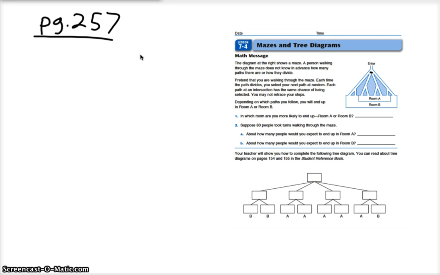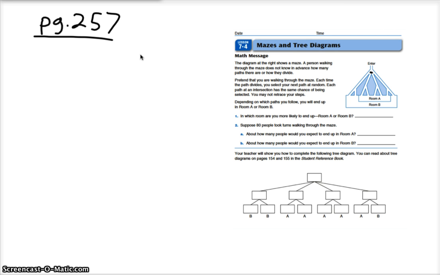So what it says here, the diagram at the right shows a maze. A person walking through the maze does not know in advance how many paths there are or how they divide. Pretend that you are walking through the maze. Each time the path divides, you select your next path at random. Each path at an intersection has the same chance of being selected. You may not retrace your steps. It means you can't go back. Depending on which paths you follow, you will end up in room A or room B.